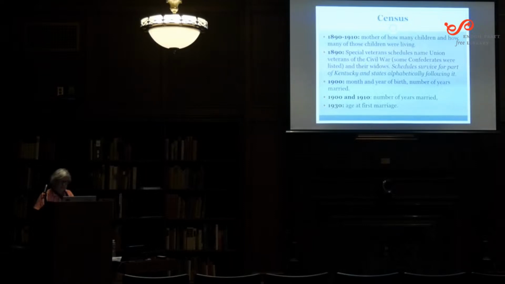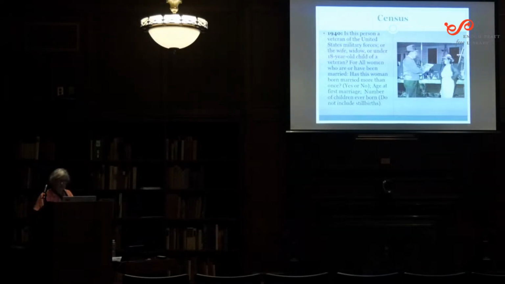By the time we get to the 20th century, again, there are changes. For instance, from 1890 to 1910, it indicated the mother of how many children and how many of those children were living. In 1890, most people are familiar with the special veterans schedules, which named the Union veterans. Some Confederates were listed as well, and their widows. And of course, the schedules are available. By 1900, we've got the month and year of birth. So if church records aren't available, that may give you the information you need to go further. In 1900 and 1910, we've got number of years married. That can provide a clue. In 1930, the age at the first marriage. So all of that indicates some frame of reference.